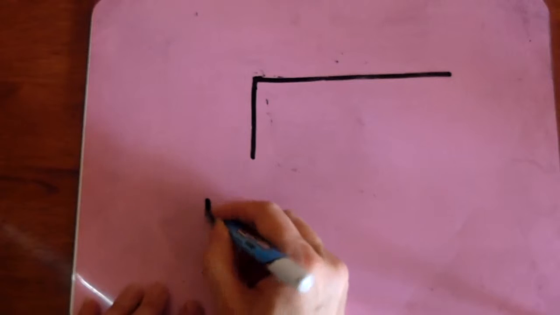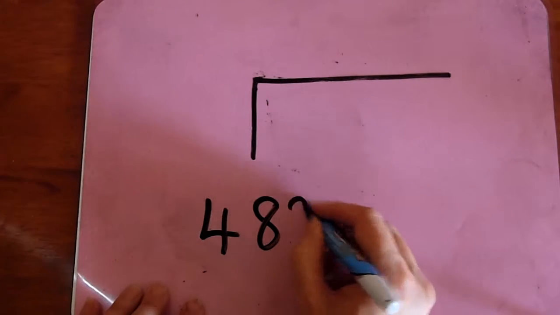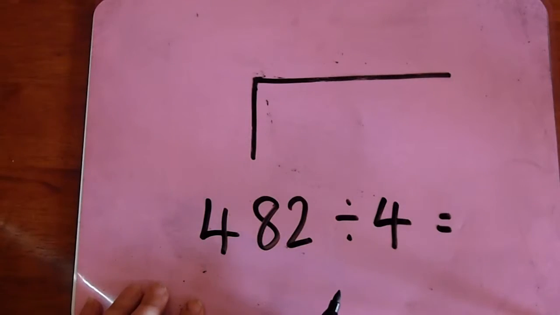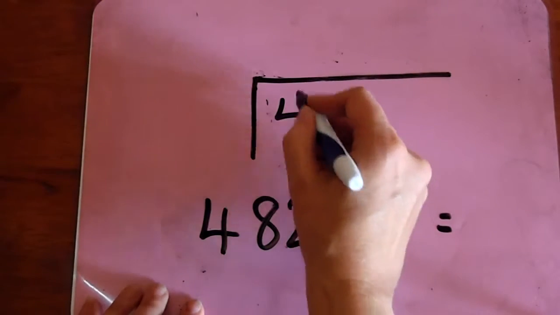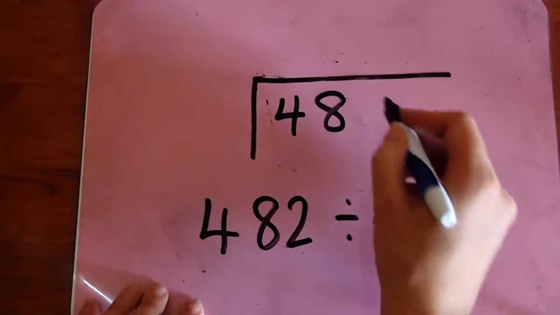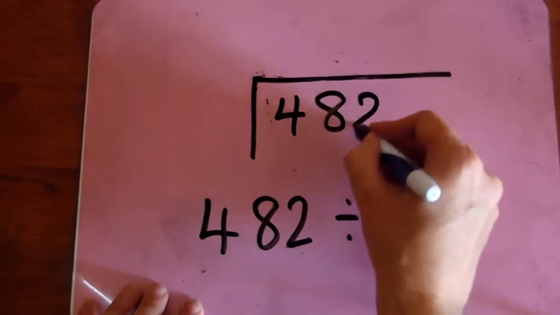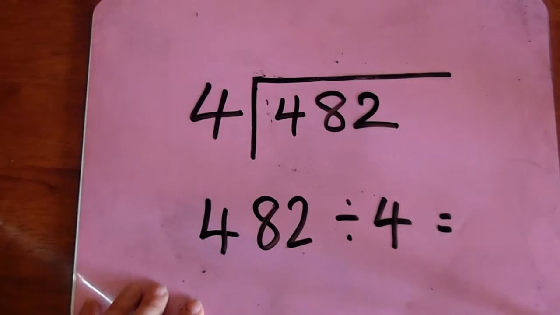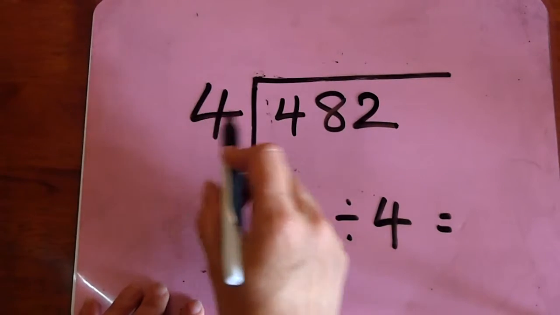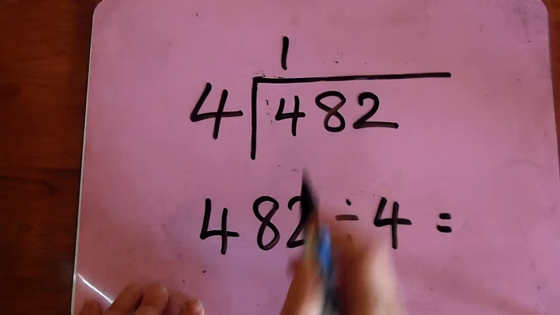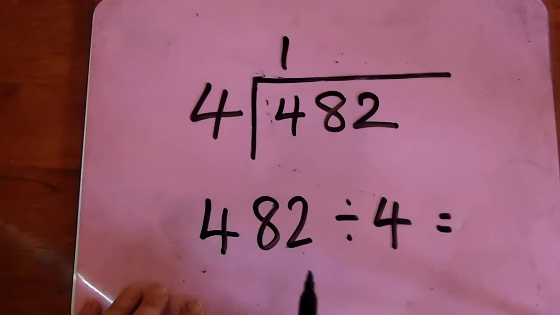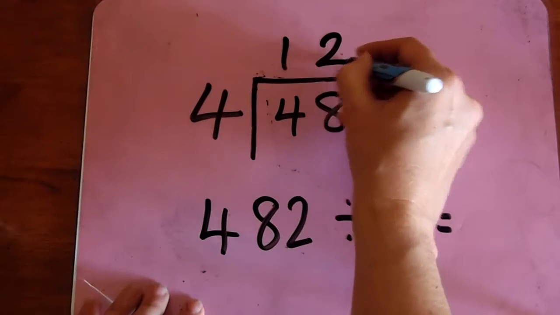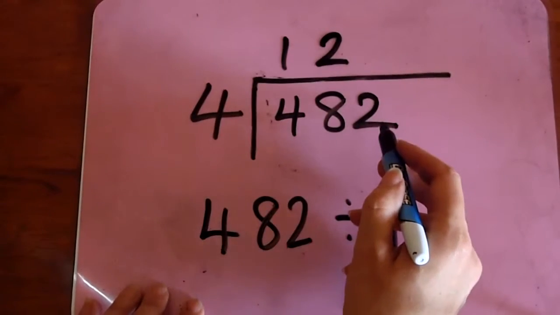So we're going to have 482 divided by 4. Okay, so we put our bigger number, the first number, not necessarily the bigger number, it's always the first number that goes in the box, and the 4 there. So we do it again. How many 4s in 4? 1. How many 4s in 8? 4, 8, so that's 2 4s. And how many 4s in 2?